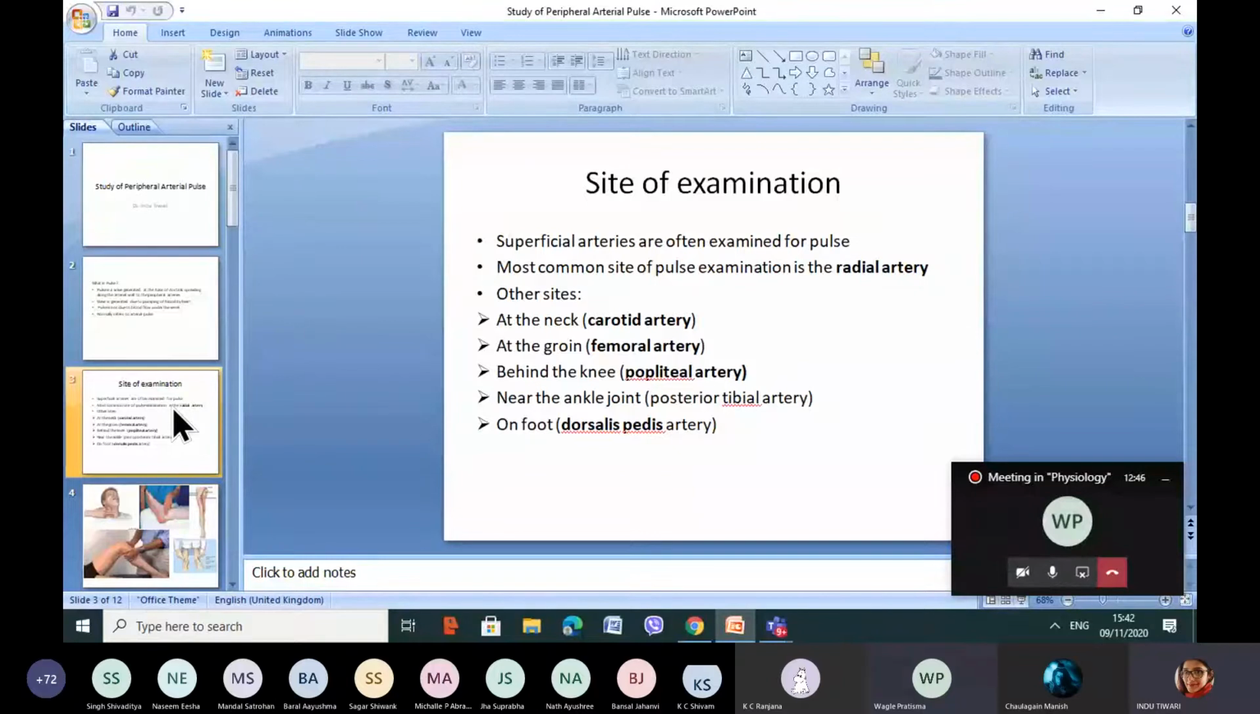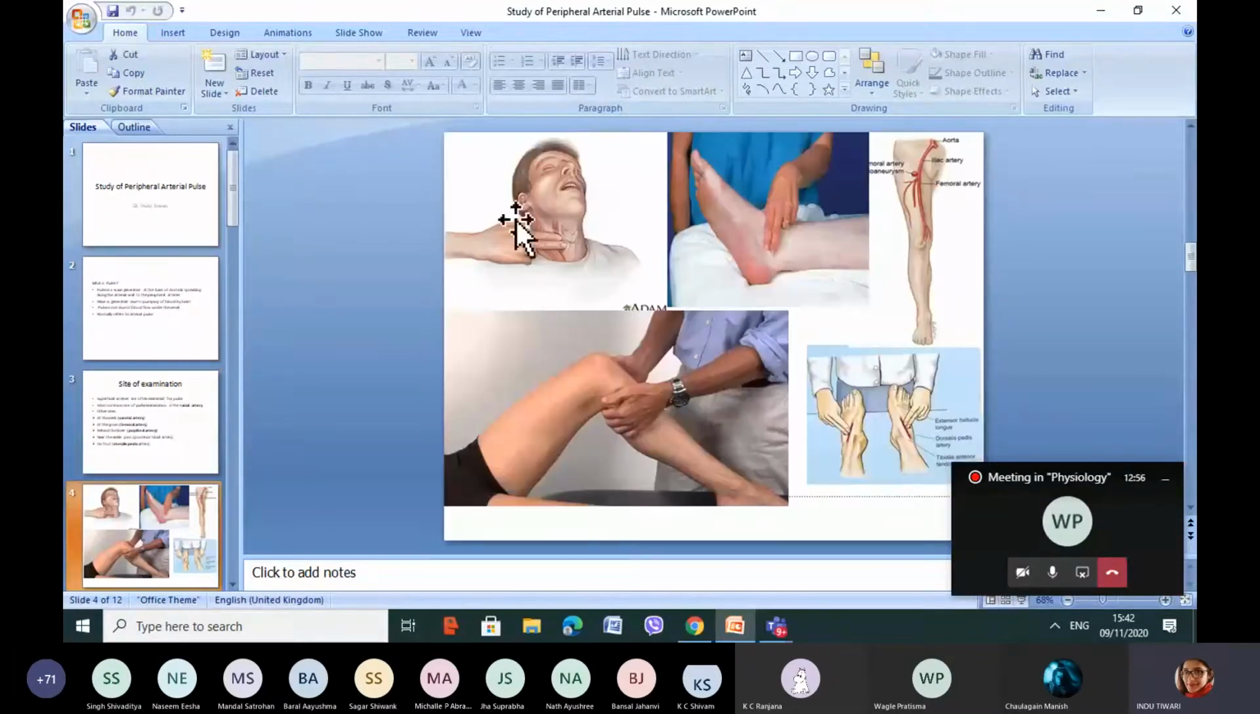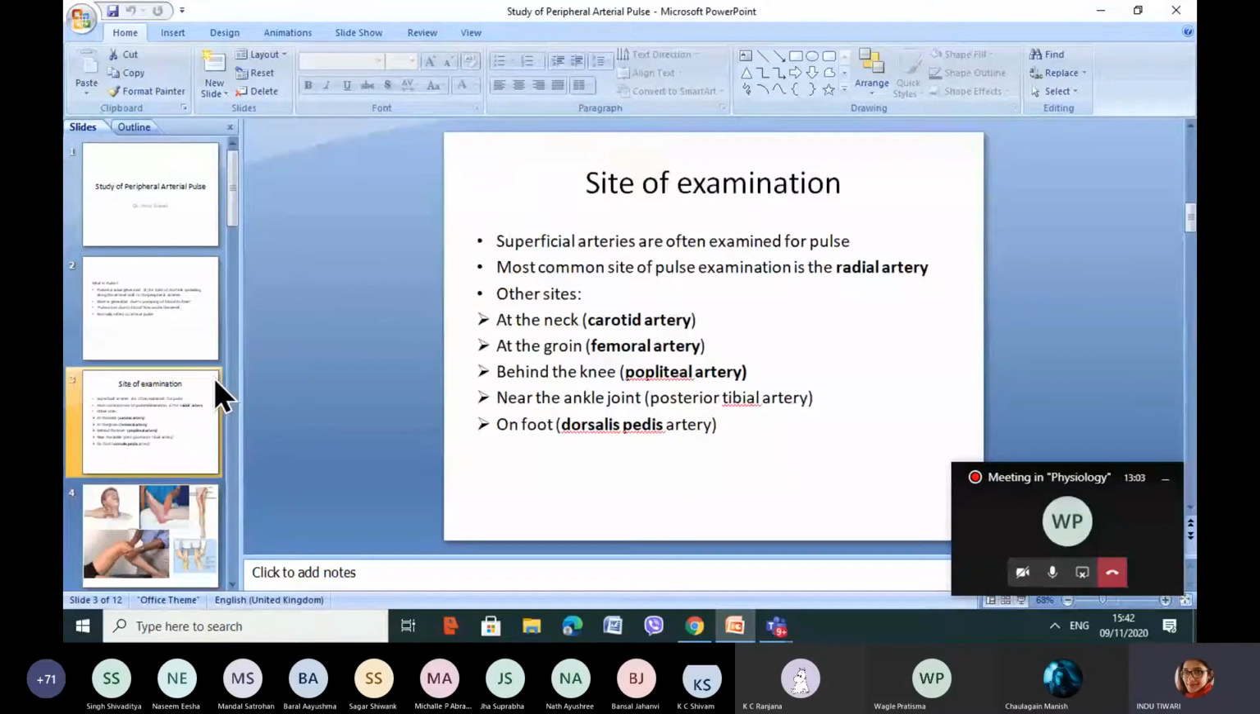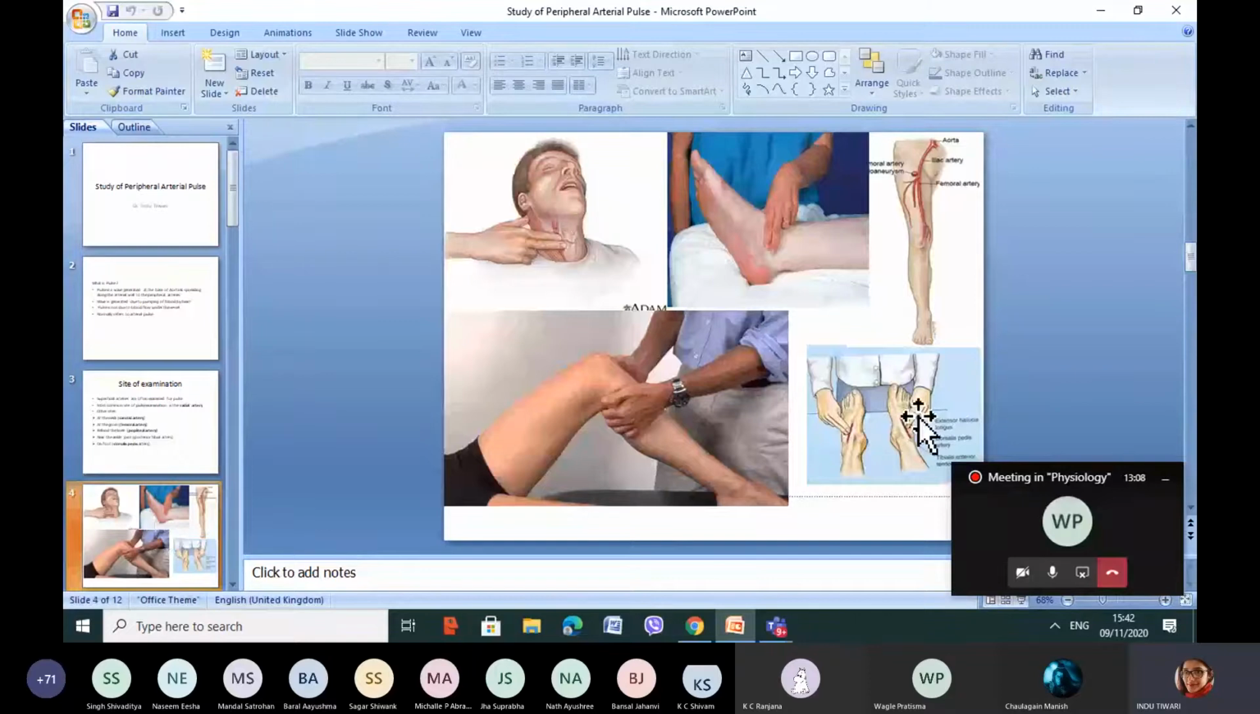Okay, so the most common site is the radial artery, but the other sites used for the examination of the pulse are like this. This is the carotid artery, and then this is the popliteal artery. At the groin is the femoral artery, then the posterior tibial artery, and the dorsalis pedis artery, isn't it? So these are the various sites. Usually the pulse is felt on the superficial arteries, which are located closer to the skin.